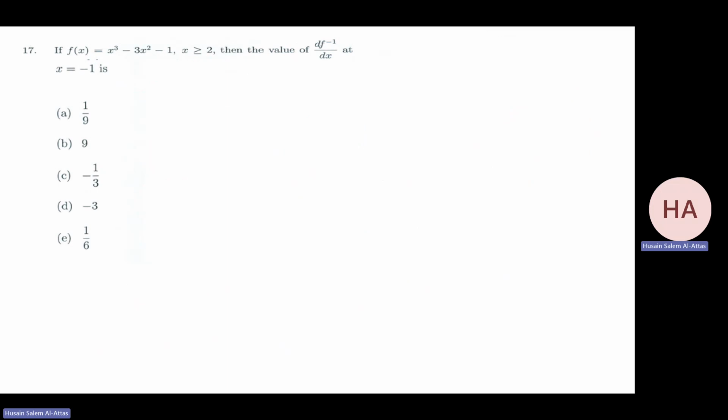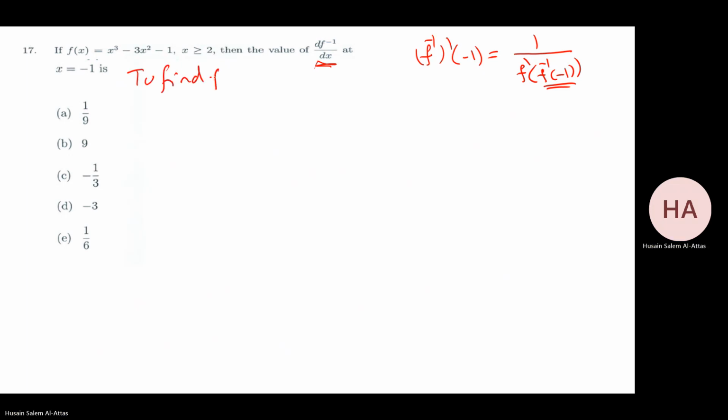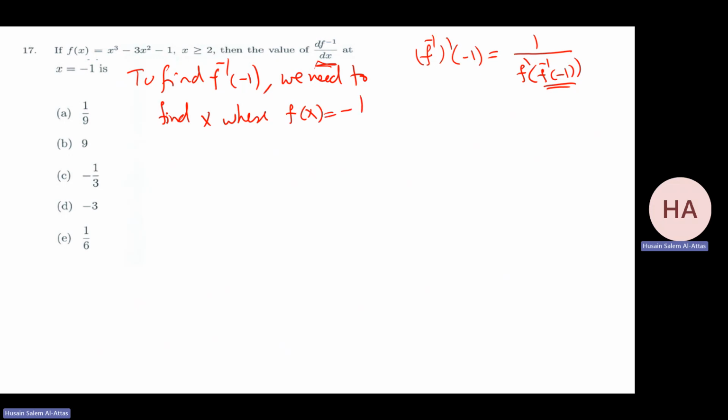If x equals this, find the value of the inverse. So I need to find f inverse prime at -1, and that is 1 over f prime at f inverse of -1. So to find f inverse at -1, we need to find x where f of x equal -1.